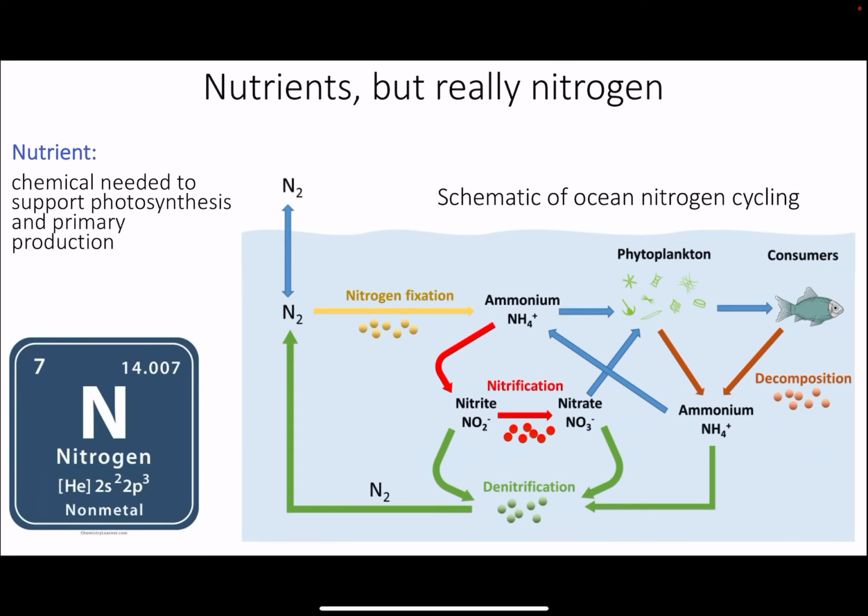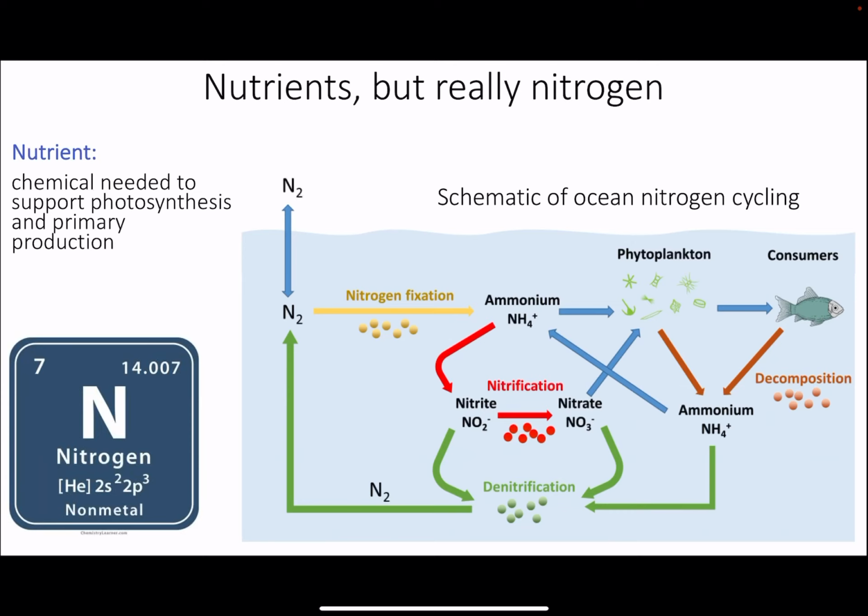So nutrients is a very general term, but we're going to talk quite a bit about nitrogen. A nutrient by definition is a chemical needed to support photosynthesis and primary production. That's the oceanographic definition of a nutrient. And here on the bottom right, you can see there's a nice schematic of ocean nitrogen cycling. It's worth understanding how nitrogen moves around the ocean, the different forms that are present, and how it interacts with different phytoplankton and bacterial species.